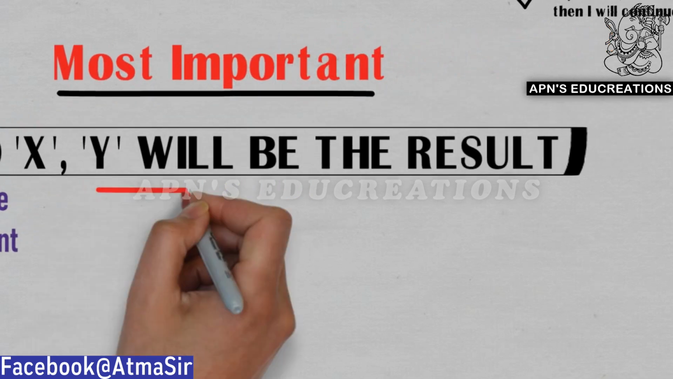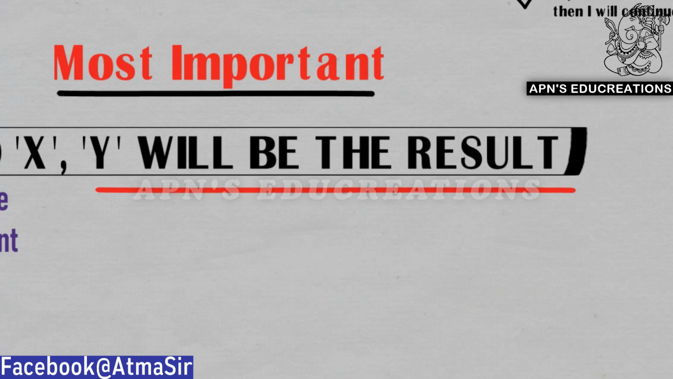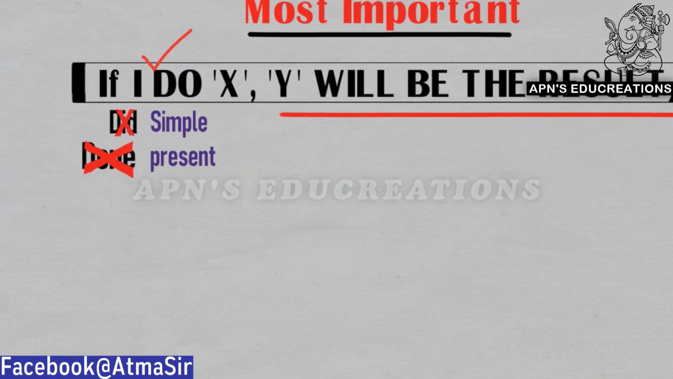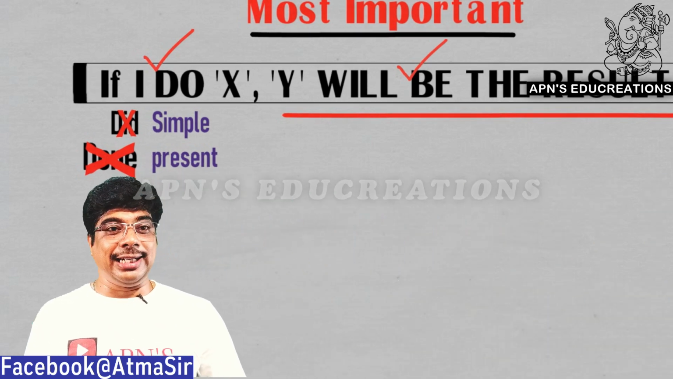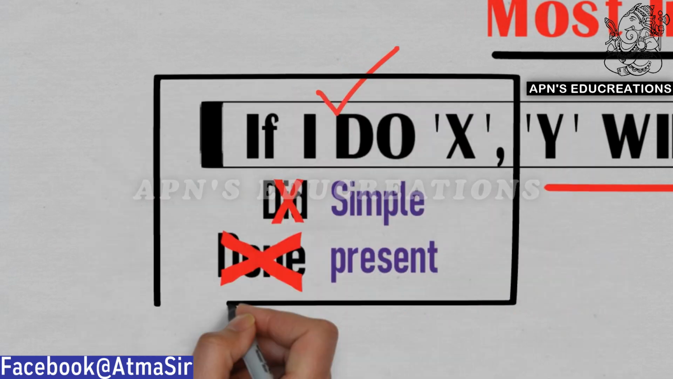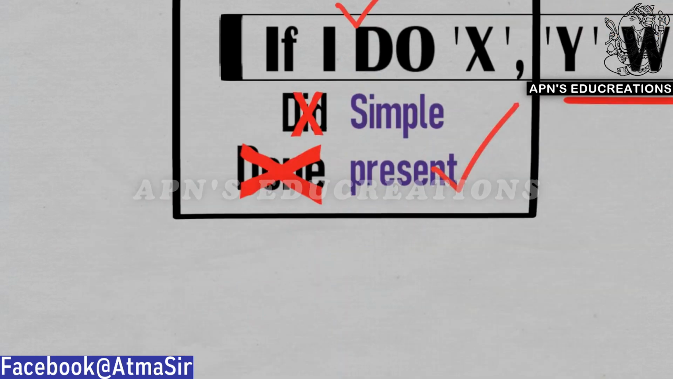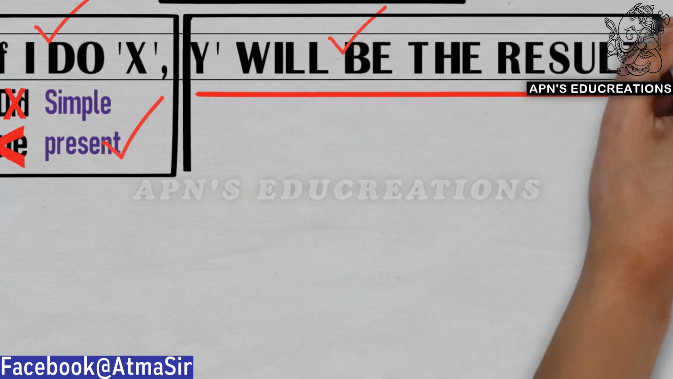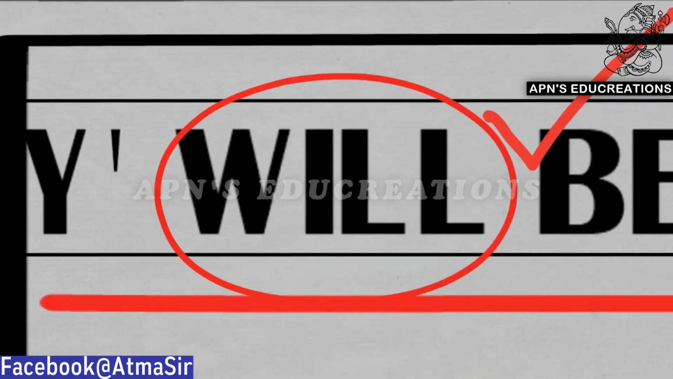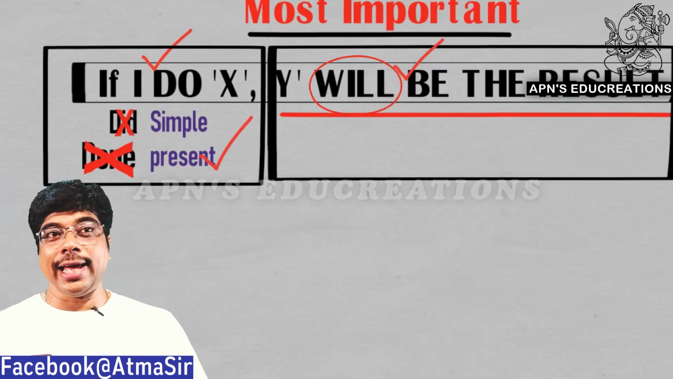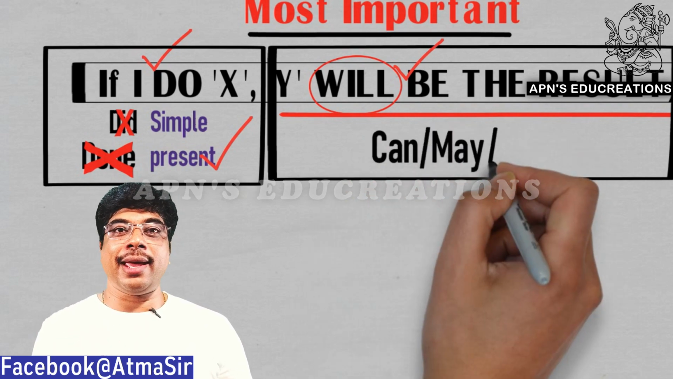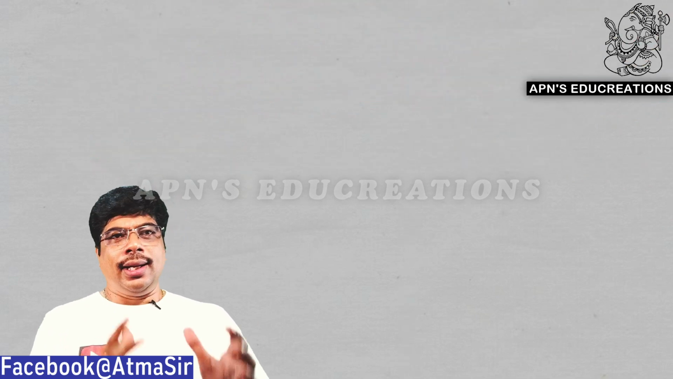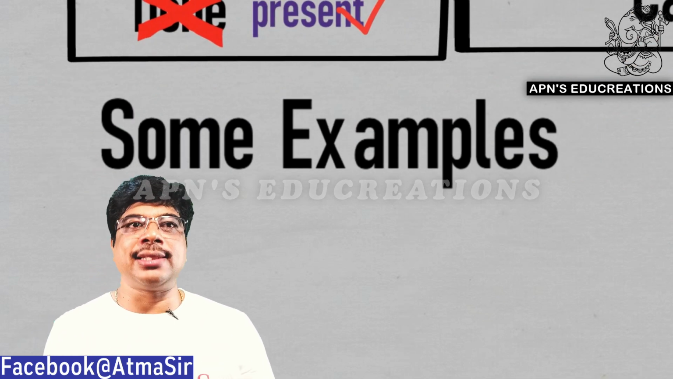Now come to the main clause. In the main clause, the verb be is used with the modal will. It means for open conditions, we use the present form of the verb, and in the main clause, will is used with the infinitive form of the verb. We can also use other modals like can, may in place of will. Let us take some more examples.